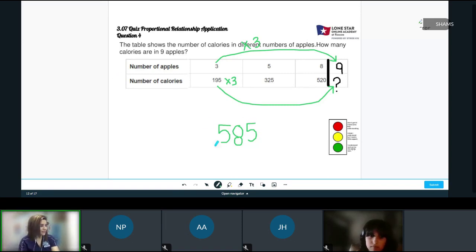Okay, 585 calories will be in 9 apples. Let's go ahead and look at the second variety of question 4.